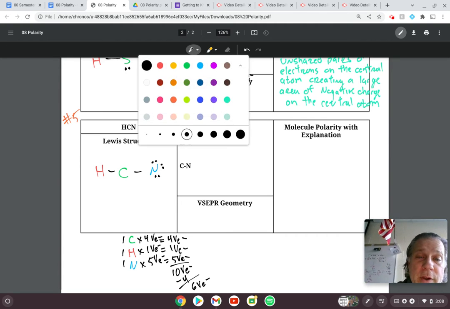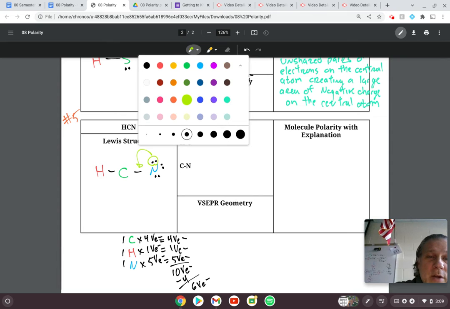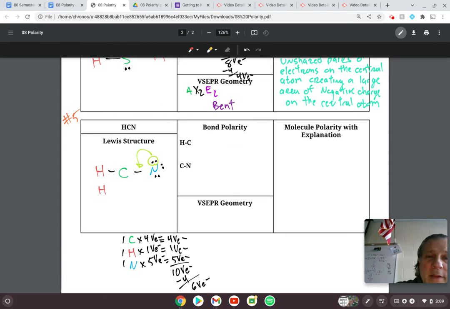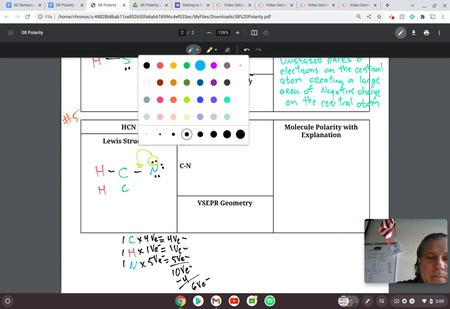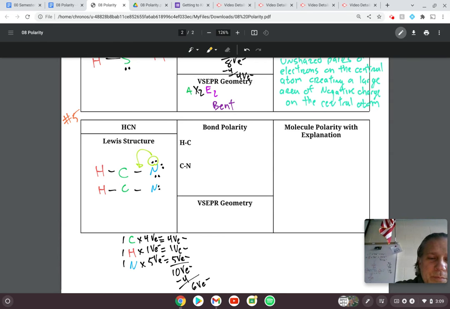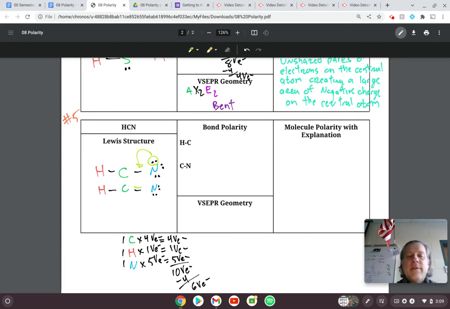so that means I'm going to have to create a multiple bond. So the first thing I'm going to do is go ahead and grab one of these pairs and put it here. And when I do that, the redrawn structure will look something like this. And at this point, my nitrogen still has 8 valence electrons. This time, 4 of them are in bonds and 4 of them are in dots. Hydrogen is still good, but carbon only has 6.